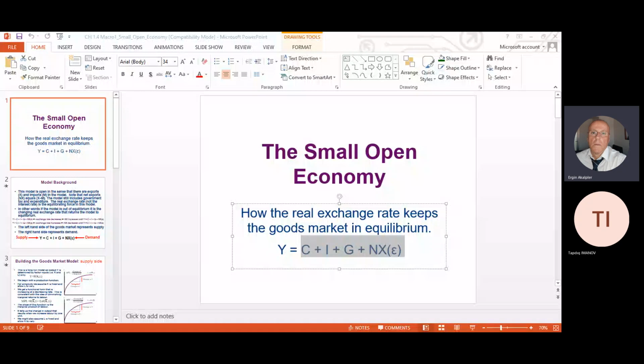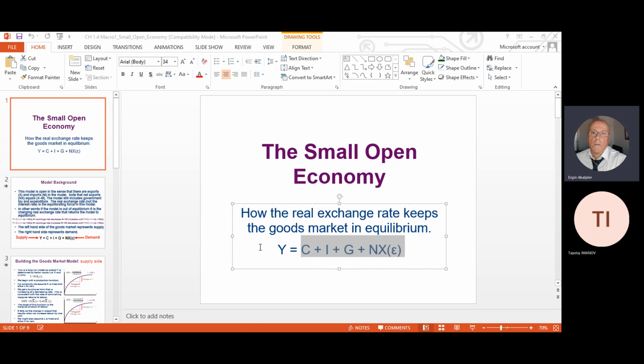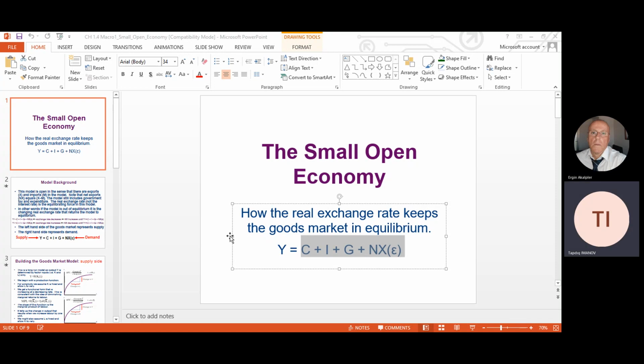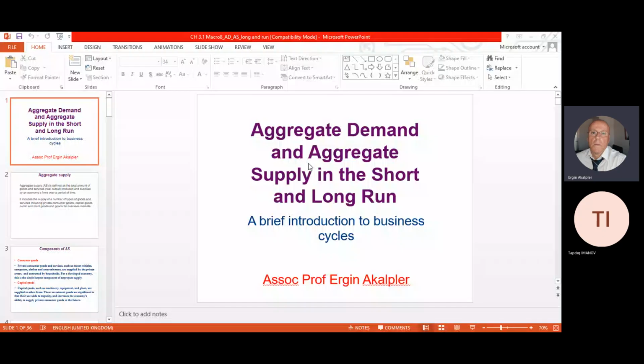Okay. I'm sharing the file. You see the file, I think, isn't it? Hocam, not yet. Here is just small open economy. We start from here? No, aggregate demand and aggregate supply in the short and long run. You don't see this? Not yet, hocam. Okay, then I have to stop the sharing. Now you will see. Okay, now comes.